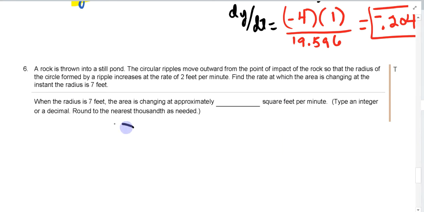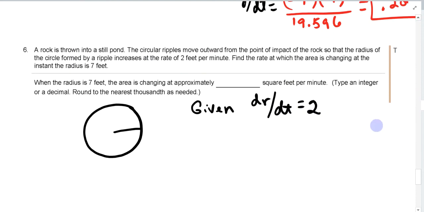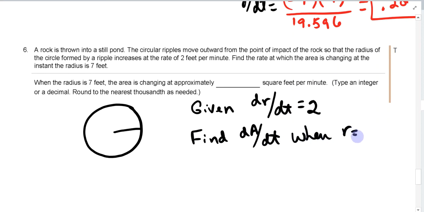All right, so we've definitely got a circle and we've got a radius. And what are we given? We're given that the radius of the circle is increasing at a rate of 2 feet per minute, and that's a rate. So that's going to be dr/dt is equal to 2. All right? And we're supposed to find the rate at which the area is changing. So we're supposed to find dA/dt when r is 7, when the radius is 7.